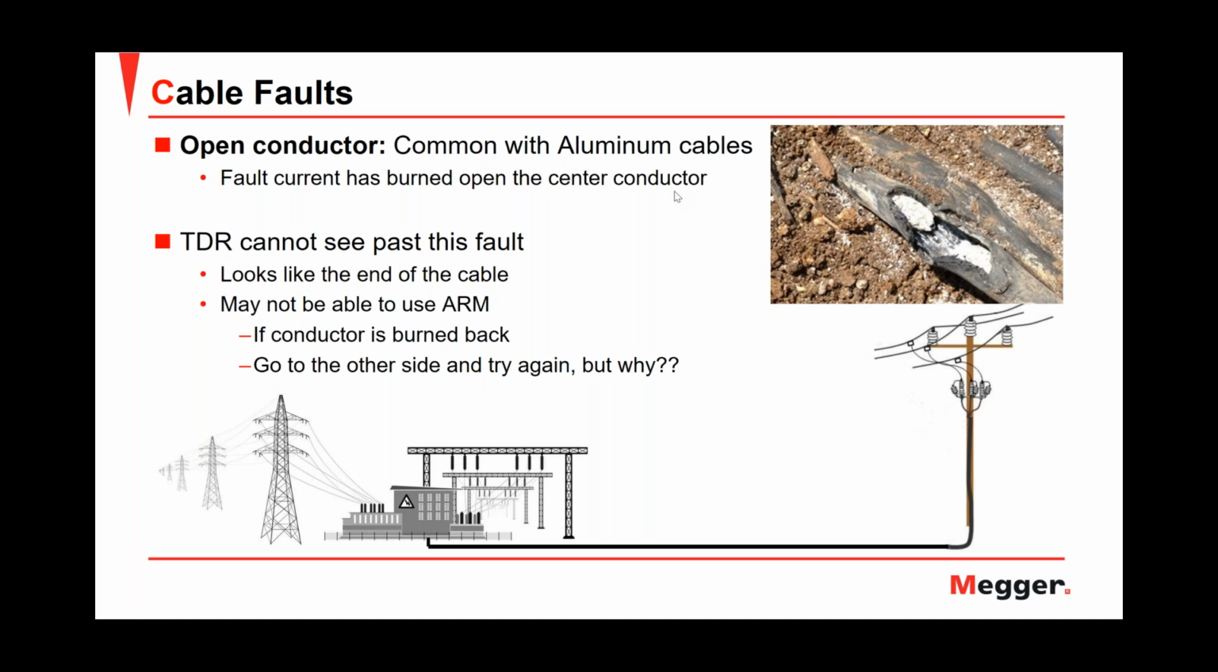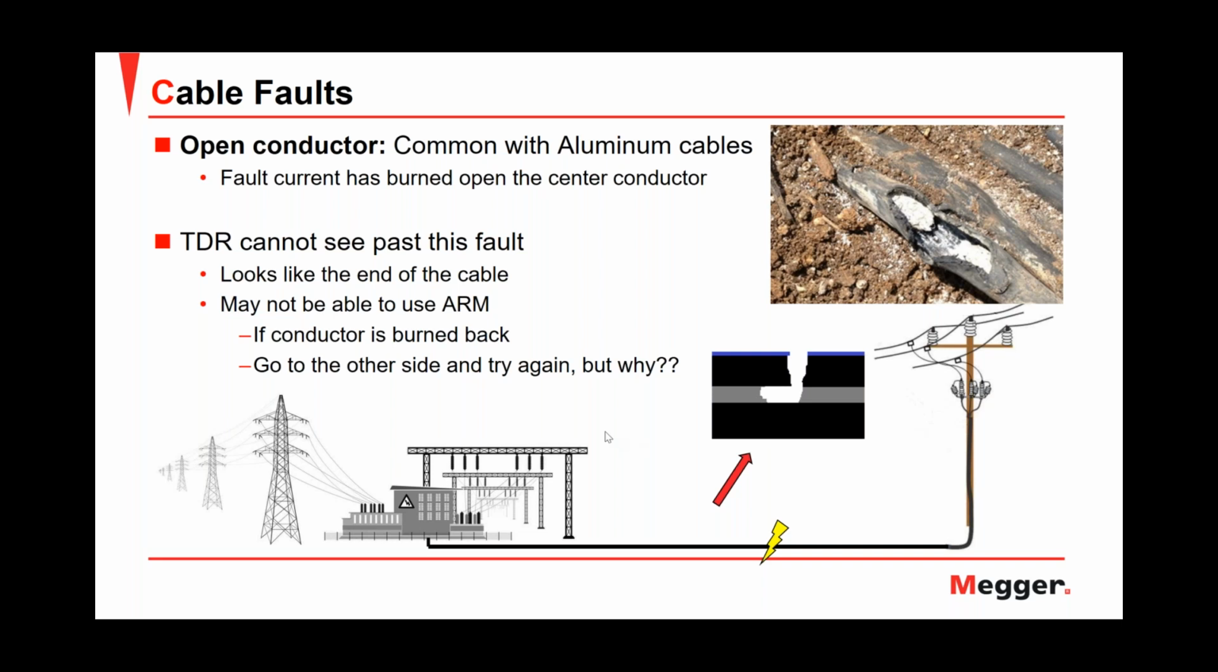But why? What difference does it make in an open conductor fault to do the fault location from one side or the other of my cable? I will explain this with this picture that you can see here. We have the substation, we have an underground cable that goes to a riser pole, and let's say this is a cable with aluminum conductor, and the fault that we have is an open conductor fault. From the side of the substation, from the side of the source, the energy will burn back my conductor.